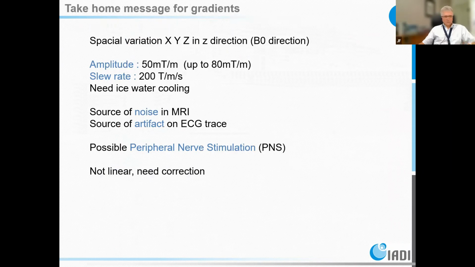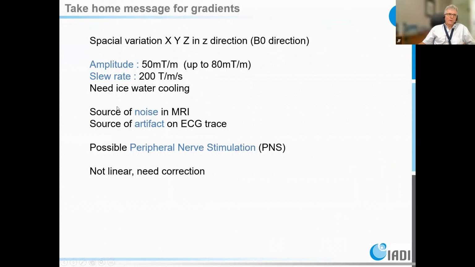So for the gradient, remember that we are in the XYZ direction. We have this gradient added to B0. Generally, the amplitude of the gradient is 50 millitesla per meter, sometimes 80 millitesla per meter. I mentioned the slew rate. Remember, 150 microseconds to go up to the maximum gradient.